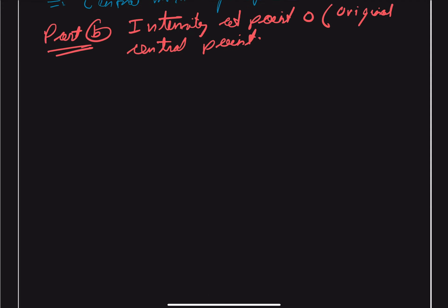So at point O, the path difference is purely due to the glass sheet. You can say that at point O, the path difference is purely due to glass sheet.